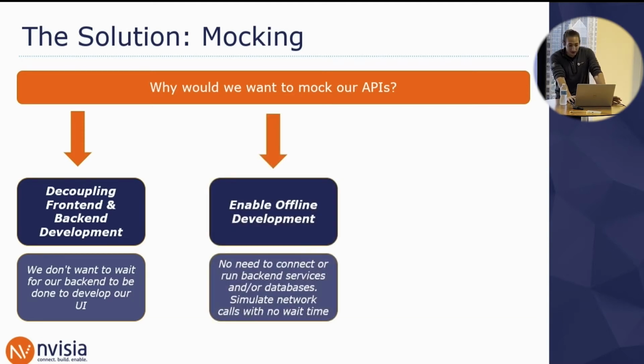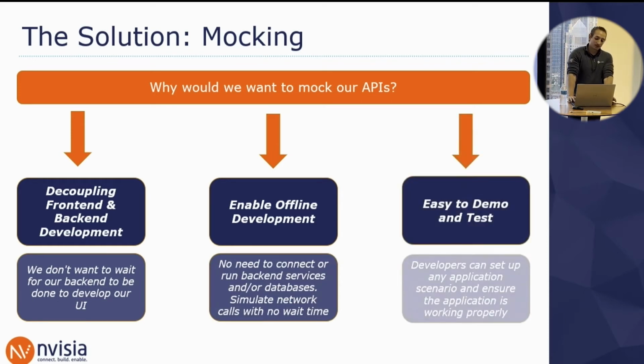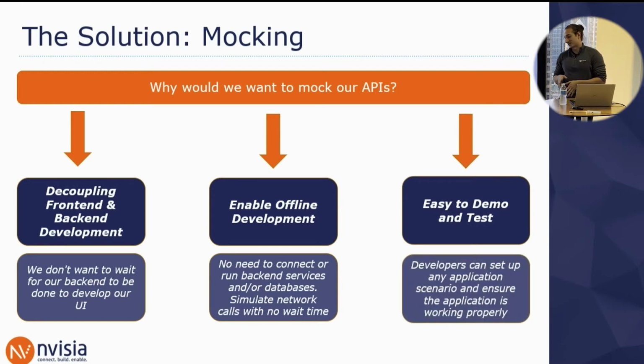Or you can develop offline. You don't have to rely again on things being live. You don't have to spin up databases, services, anything like that. And obviously it's easy to demo. Sometimes you might have databases or services where you have to set up and demo edge cases. You can imagine a scenario where you have 5 databases, and for you to set up an edge case, you have to have a specific record in every database with a specific value. That sounds like a nightmare.